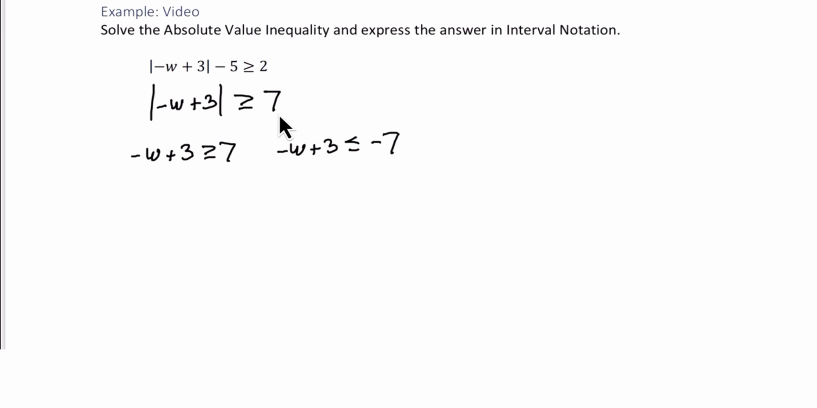And now we solve these separately. Up first, the inequality on the left, we will subtract 3, and then divide by -1. Remember to change the direction of the inequality. The inequality on the right, we will subtract 3, and then divide by -1. Again, that changes the direction of the inequality.